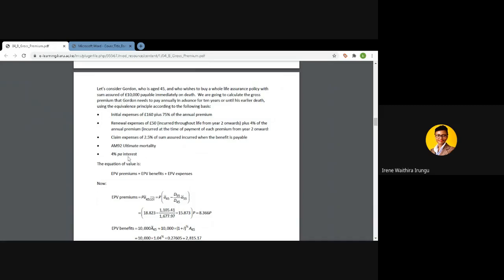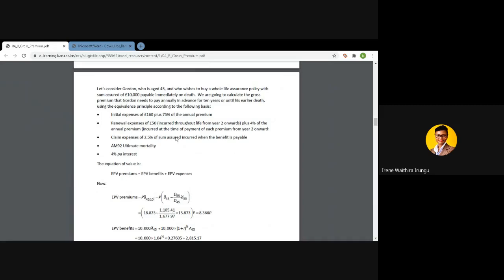So by the principle of equivalence, our equation of value should be such that the EPV of premiums should be equivalent to the EPV of benefits plus the EPV of expenses. The best way to tackle this question is to compute each of these expected present values independently and then apply the equation of value of the principle of equivalence. So we'll begin with the left side here, the EPV of premiums.